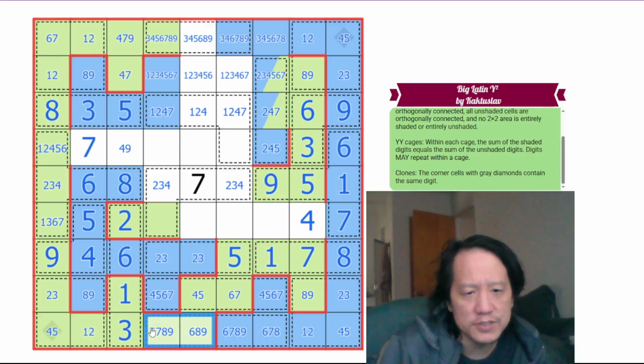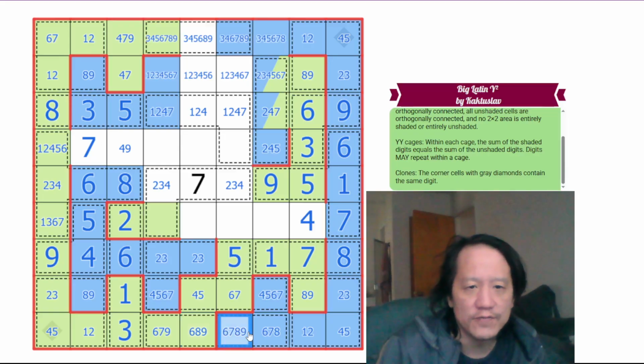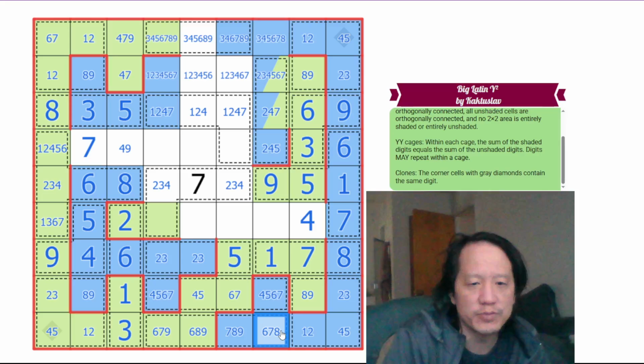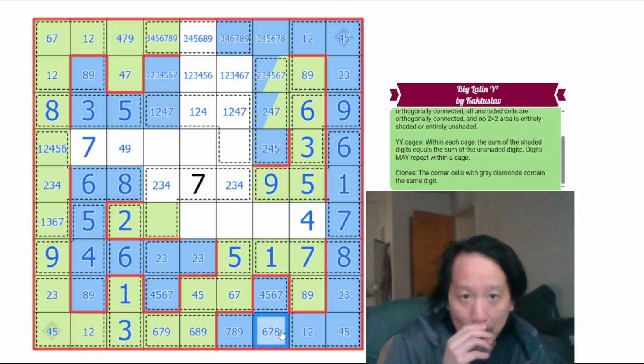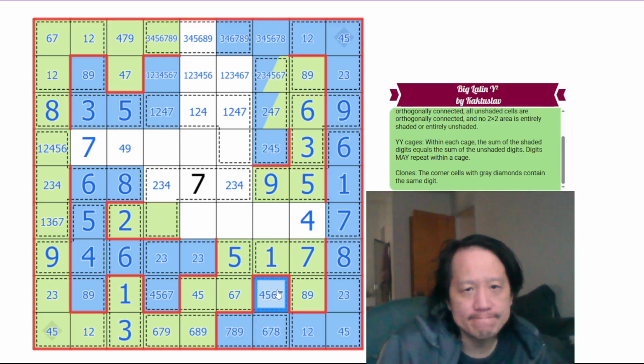We have also 6, 9, and 7, 8. So if this is 7, 8, this has to be 7 and can't be 8. If this is 6, 9 here, this can't be 6 because that would force this to be 9, which is not possible. So if this is 3, this would have to be 4, which would make this 2 and 5.